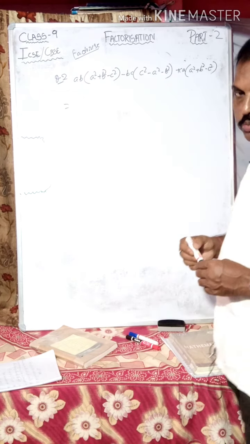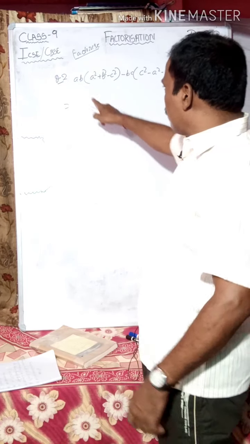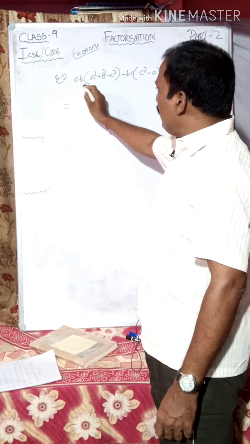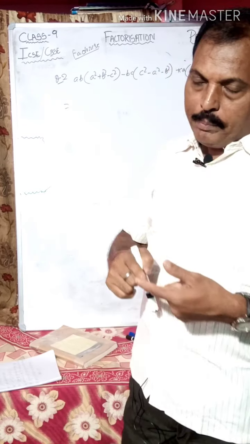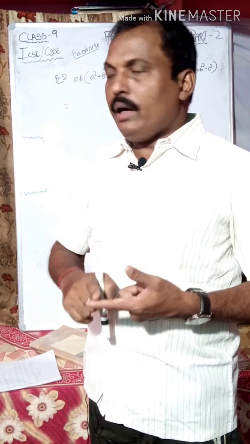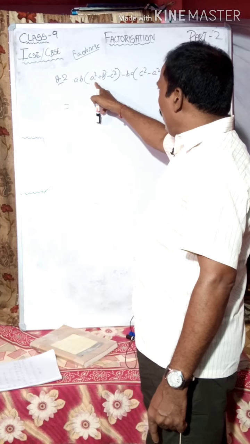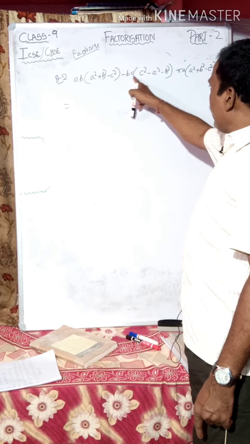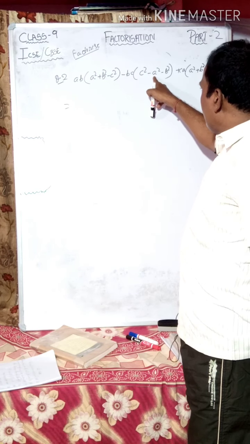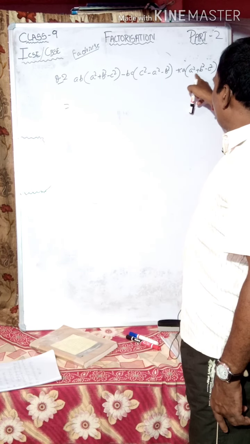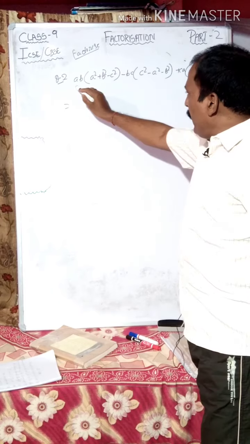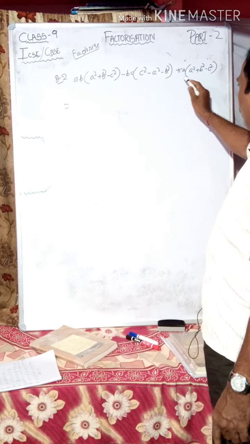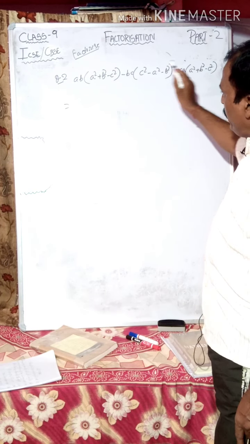Look, how many terms are in this expression? There are 3 terms. This is the first term, this is the second term, this is the third term. In the first term, ab is taken as a factor: a is a factor, b is a factor, also ab is a factor. So ab is a factor, and the other factor is a square plus b square minus c square. In the second term, bc is a factor, and here c square minus a square minus b square, and ca into a square plus b square minus c square. In the first term and last term, the second factors are equal, so it will be taken as common.